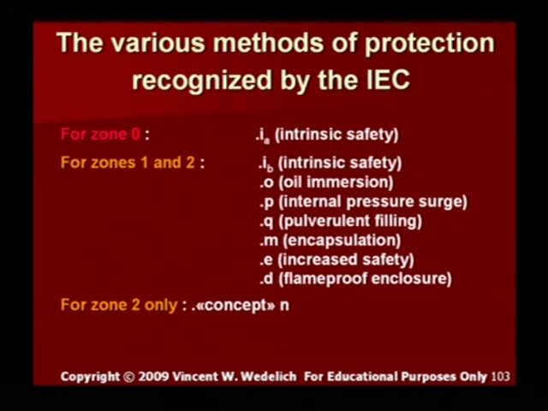For Zone 2 only, you can use the concept N, which is like a terminal block. If we had a NEMA 4 box, it didn't have to be NEMA 4, but if we did, and we had terminal blocks in there, there's no arcing and sparking devices in that enclosure, so that would be equivalent to an EXN concept.